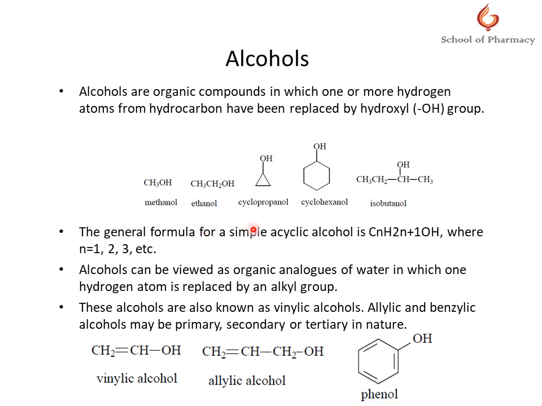The general formula for a simple acyclic alcohol: these are acyclic examples, methanol, ethanol. These are cyclic alcohols, cyclopropanol, cyclohexanol. So the general formula for a simple acyclic alcohol is CnH2n+1OH, where n is the number of carbons, it may be 1, 2, 3 and so on.